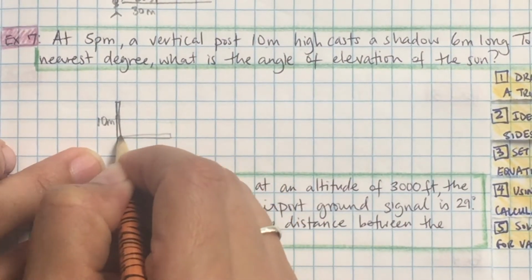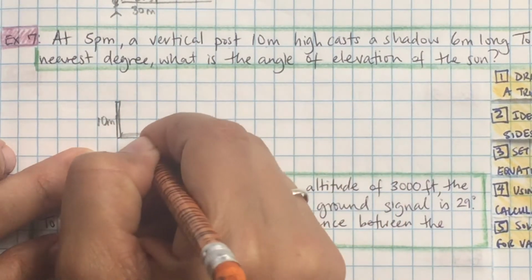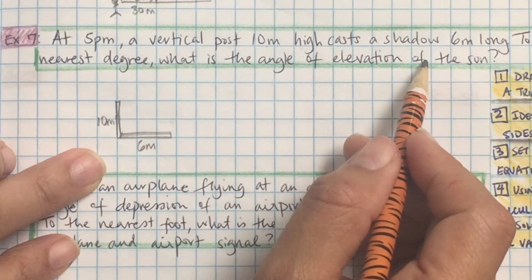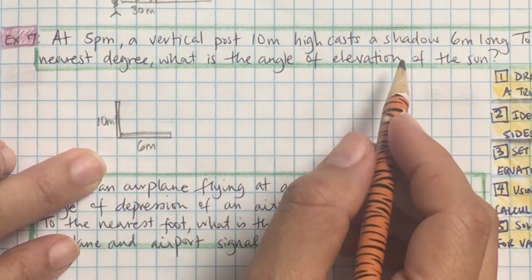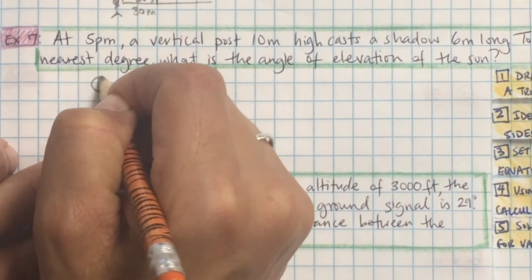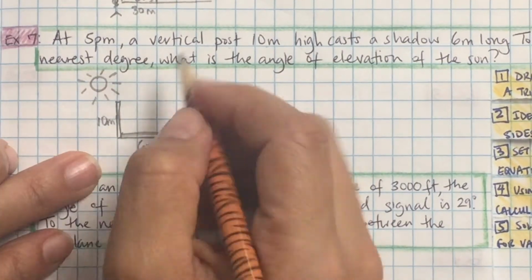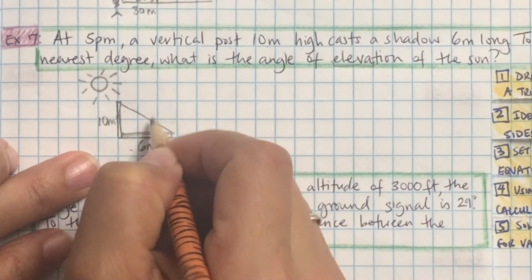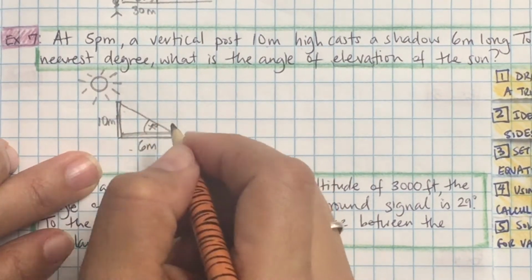So where does the shadow usually fall? On the ground, right? That is 6 meters long. To the nearest degree, what is the angle of elevation of the sun? So elevation, elevate, to go up, to rise. So obviously the sun's going to be up there somewhere. So what is the angle of elevation? So from the horizontal, rising. What is that angle?